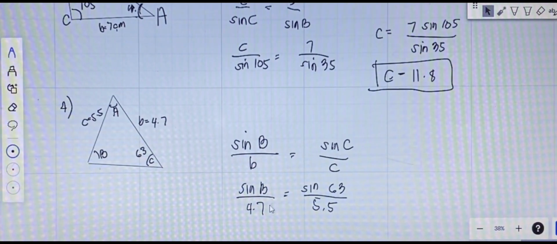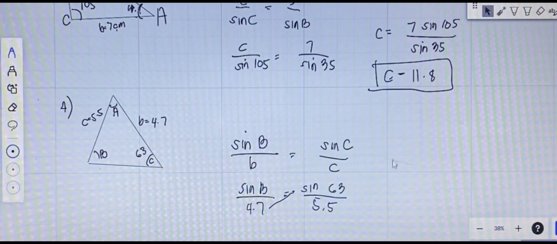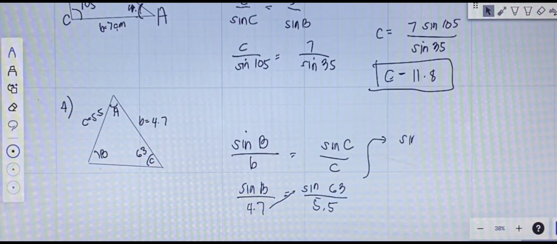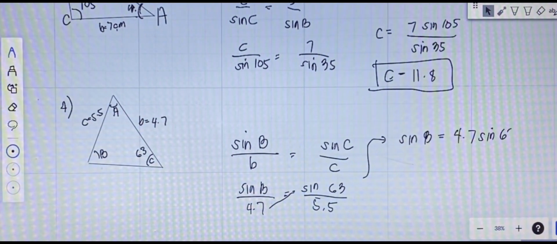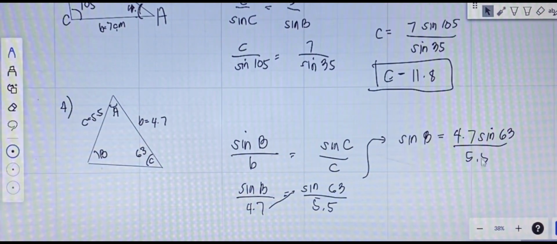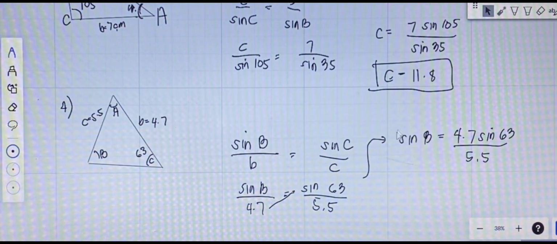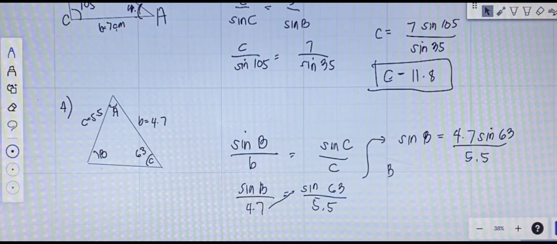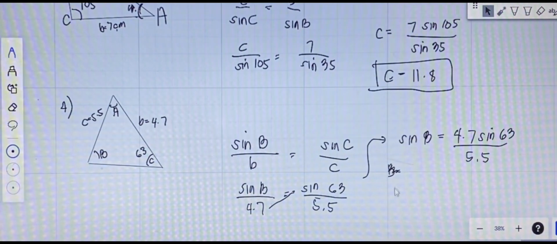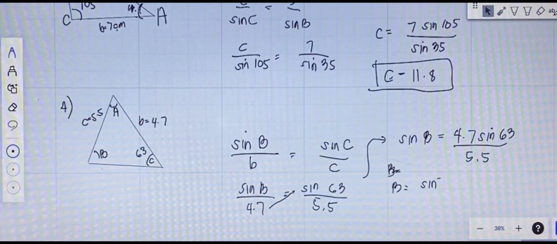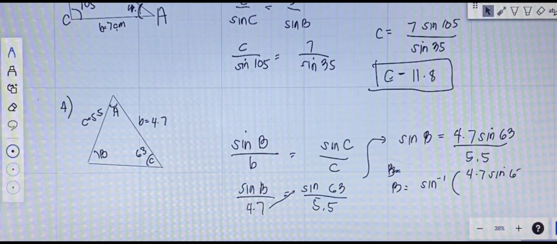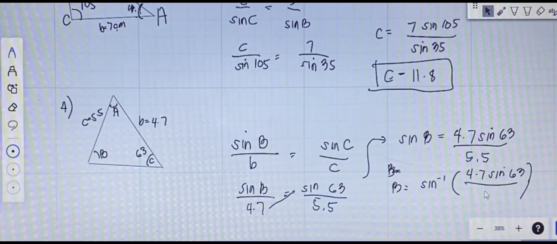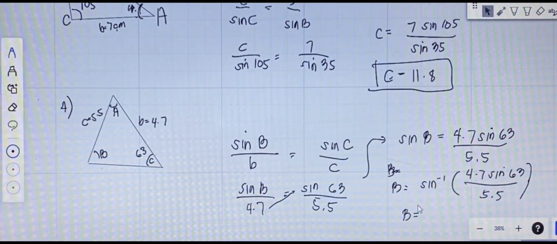To get sine B, just multiply 4.7 by sine 63. So sine B is equal to 4.7 sine 63 divided by 5.5. Now, to get B, of course we have to do the inverse, or arc sine. B is equal to arc sine of 4.7 sine 63 over 5.5. We're going to get our angle then.